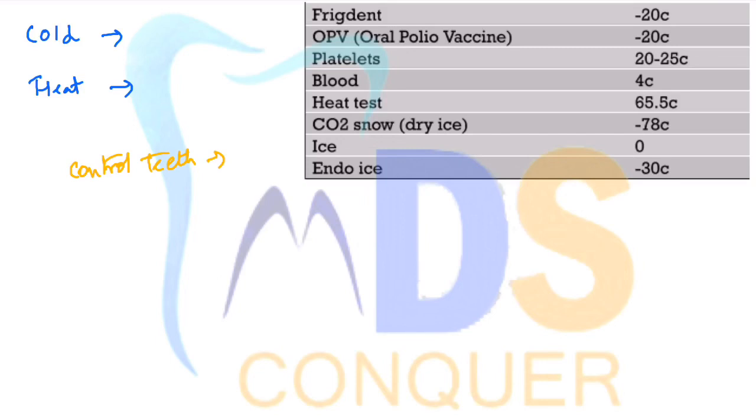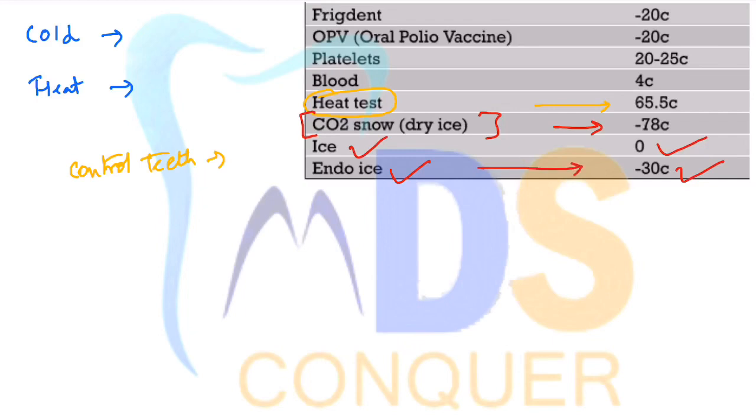And whenever you talk about the cold test or heat test, the most commonly asked questions are the temperatures. These are the different temperatures which I have collected personally. For the heat test, the most commonly asked question is the temperature used, which is 65.5 degrees centigrade. Carbon dioxide snow or dry ice is minus 78 degrees centigrade. Ice, well known, is 0 degrees centigrade. Endo ice is minus 30 degrees centigrade.